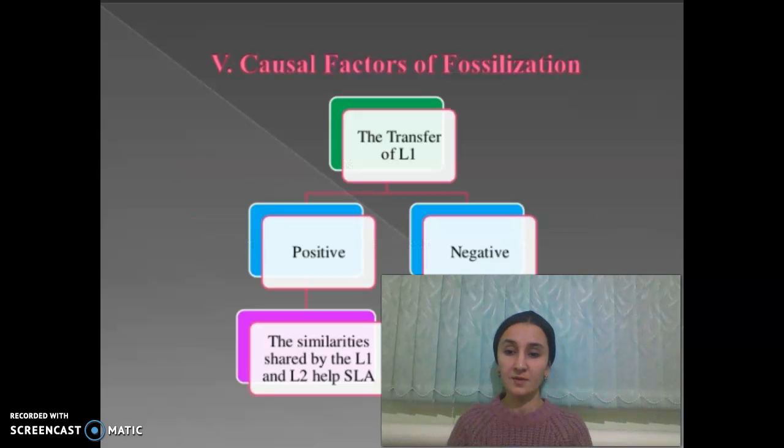Then, the transfer of language. As I said, it can be positive and negative. The positive one is the similarities shared by the first language and the second, but in the negative one, they are not similar to each other.